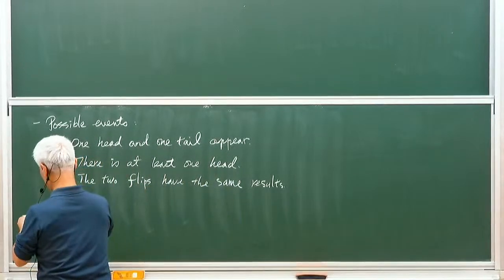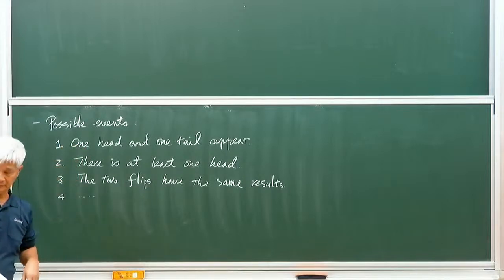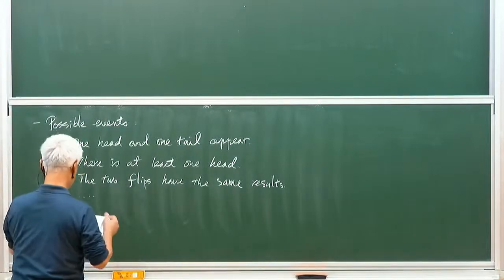And of course, you can get many verbal descriptions about what happened after you do the random experiment. Whenever you do the random experiment, you get an outcome. And there are many ways to describe a property of the outcome. So usually these are verbal descriptions.